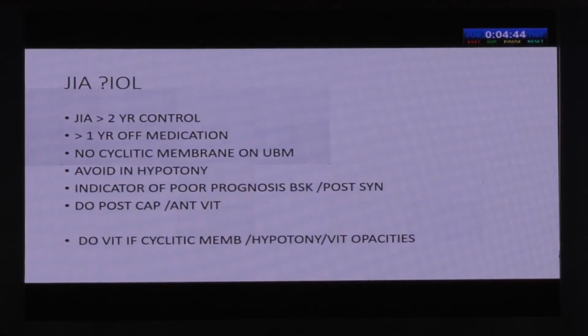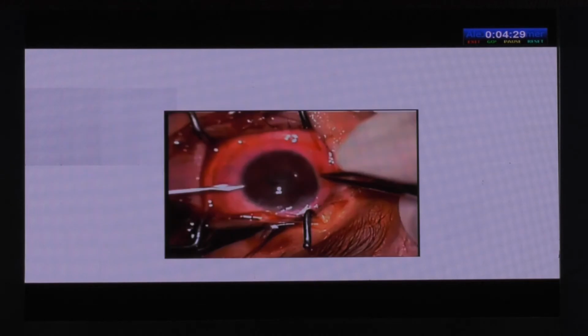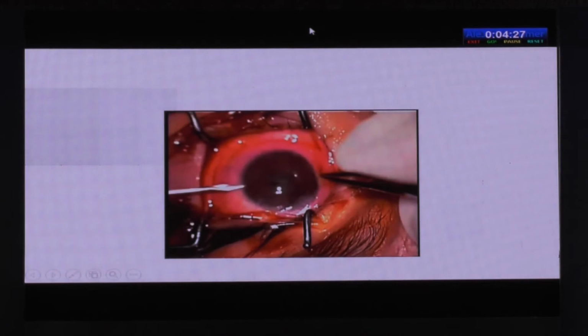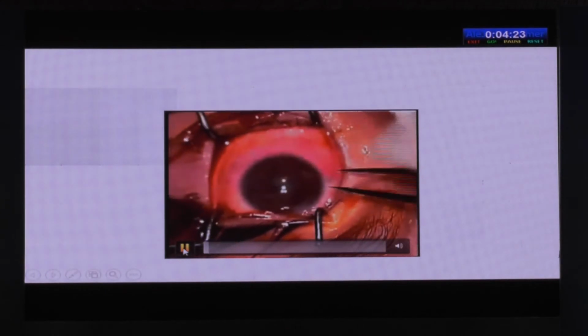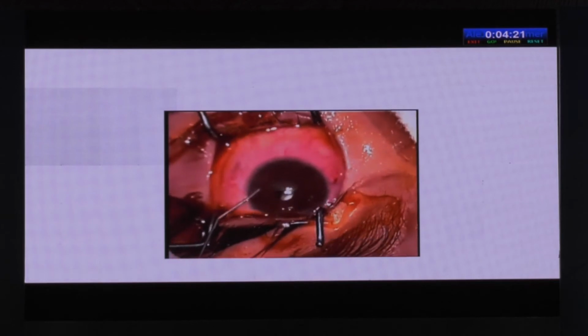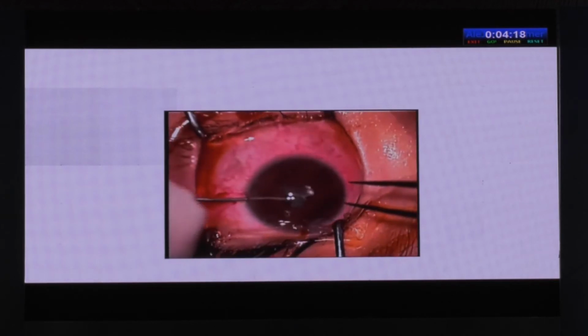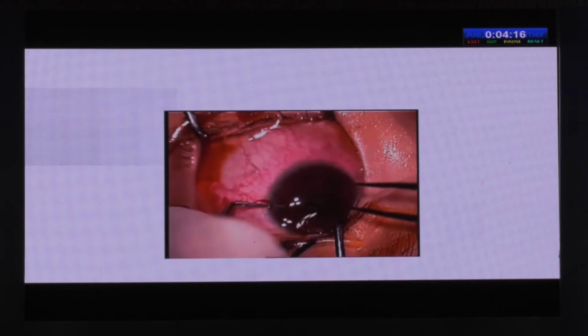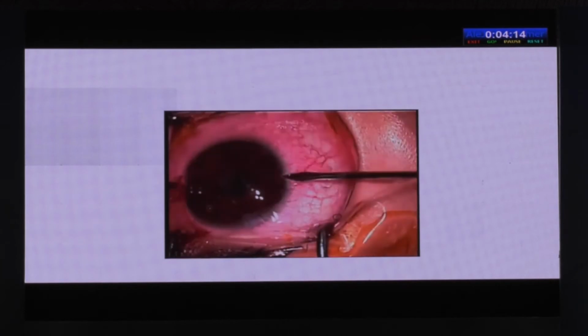In adults, it is a controversial topic whether you should put IOLs. Generally, 1 year off medication with more than 2 years control, no cyclitic membranes on the UBM, and avoiding hypotony. If the patient has posterior synechia, you will have poor results, which happened in one of my cases where I had to explant. My rheumatologist kept saying, now that we are on biologicals, do try IOLs, and this patient developed such a severe synechia, poor vision, that I had to explant the lens.